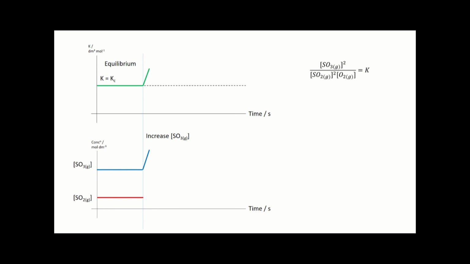And as that happens, the number related to K is going to get smaller and smaller because there is less of the number on the top and more of the number on the bottom, and we'll end up reducing the number K all the way back down until we get to the point where we're once more at K equals Kc, equilibrium. So the equilibrium expression is only Kc at equilibrium.